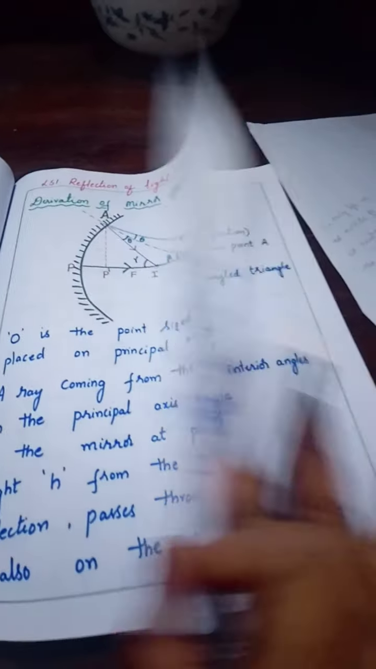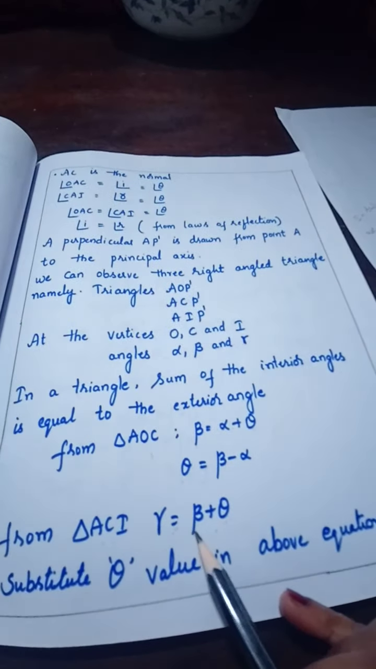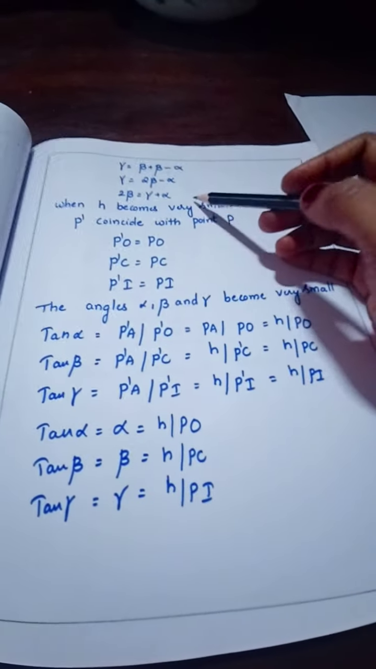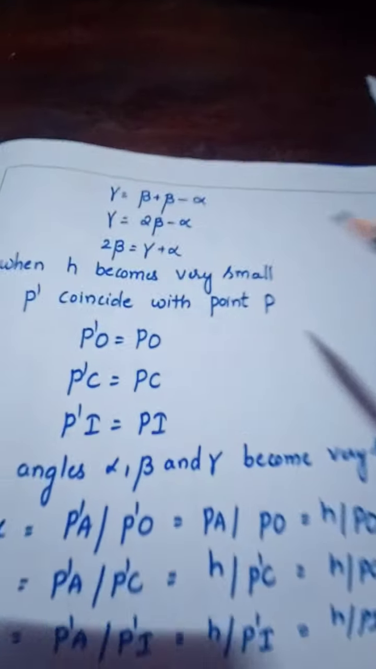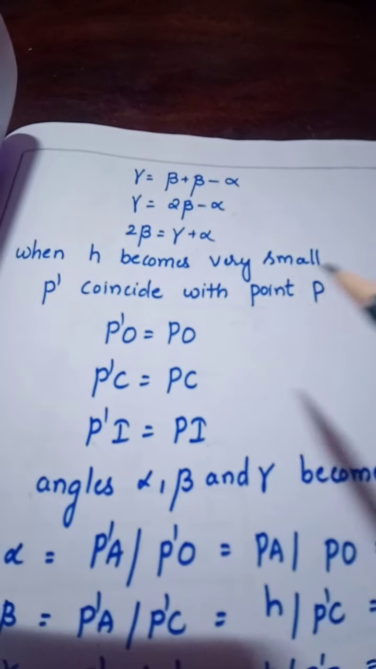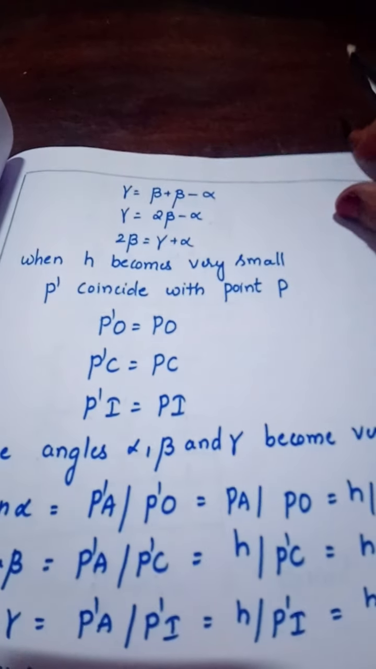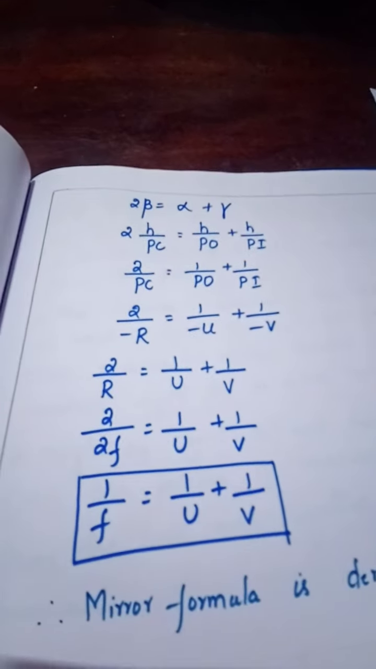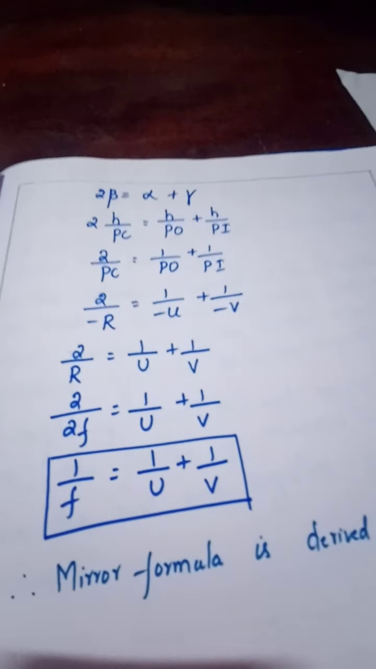So again we have a relation here. We discussed the relation we got from exterior angles and interior angles. We got one relation. What is that relation? 2 beta is equal to gamma plus alpha. This 2 beta is equal to gamma plus alpha we'll take here, because we know what is beta, what is alpha, what is gamma. We have obtained all the values.